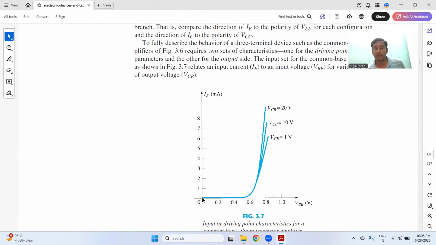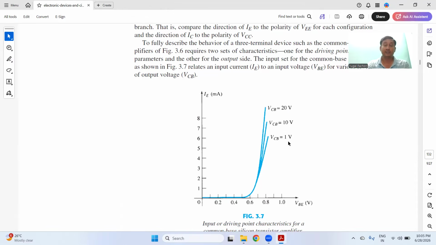You can see the voltage is increasing, and as soon as it achieves the threshold voltage or the cut-in voltage, the current increases. So there are three values of output voltage: VCB1, VCB2, and VCB3. The value of VCB1 is equal to 20 volt, the value of VCB2 is equal to 10 volt, and the value of VCB3 is equal to 1 volt.